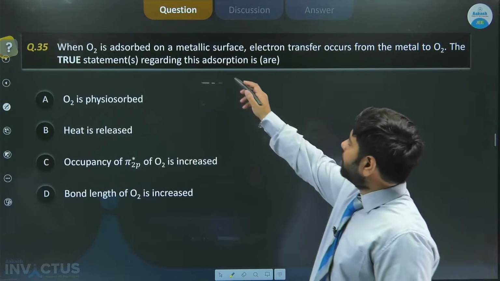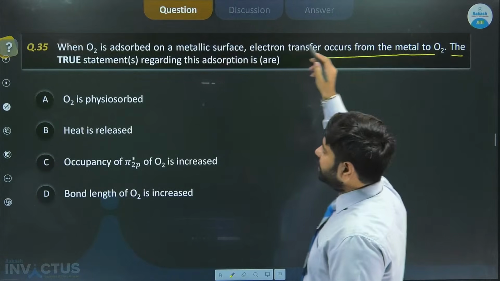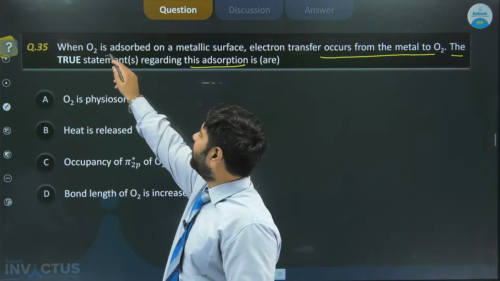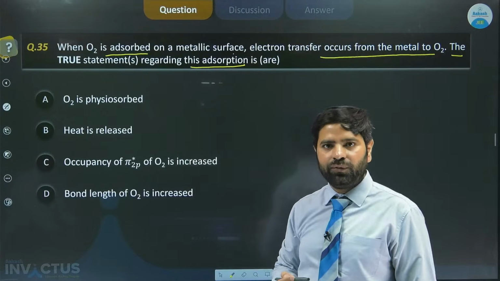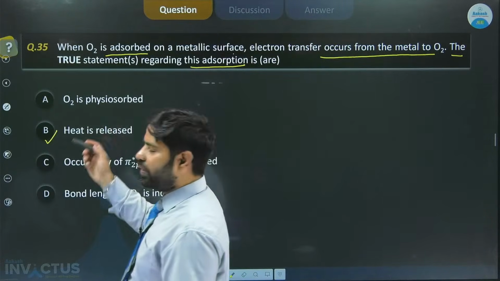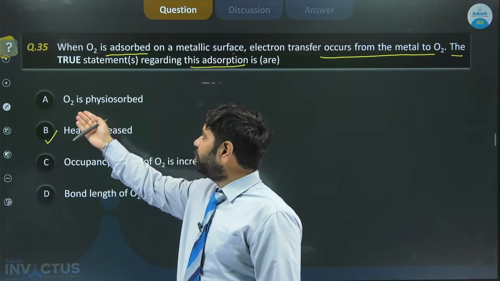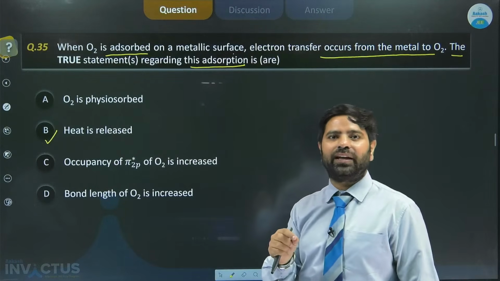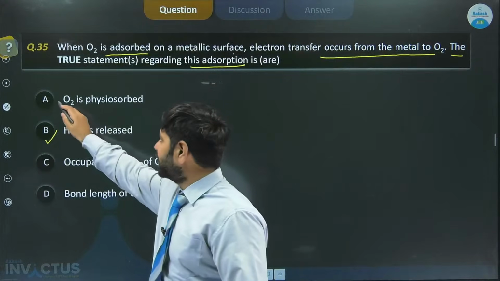When O2 is adsorbed on a metallic surface, electron transfer occurs from metal to O2. The true statements regarding the adsorption. Obviously, we know that when O2 is adsorbed on the metallic surface, adsorption is an exothermic process, heat will be released. So one option I can see here, option B, heat is released, very simple option. And would it be physisorption? O2 is physisorbed. No, O2 is adsorbed on the metallic surface, there can be a chemical reaction. So it would be chemical adsorption. So option A is incorrect.